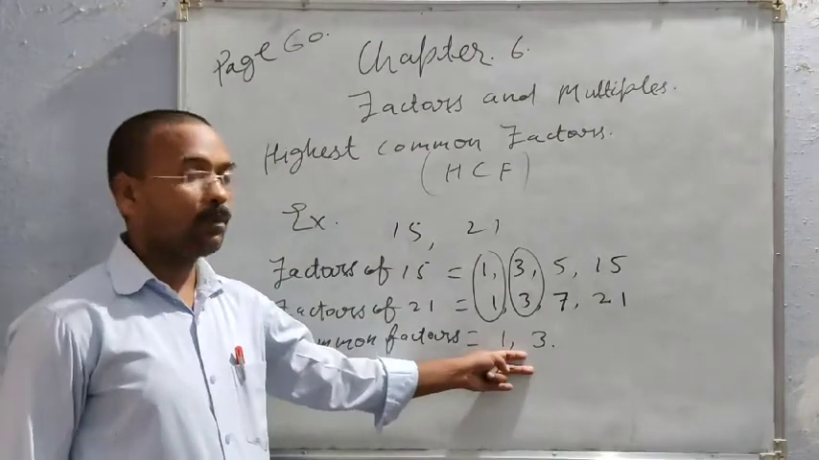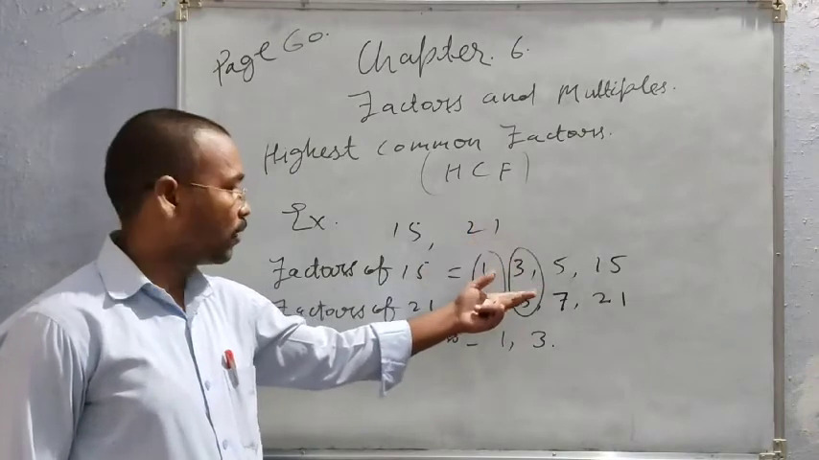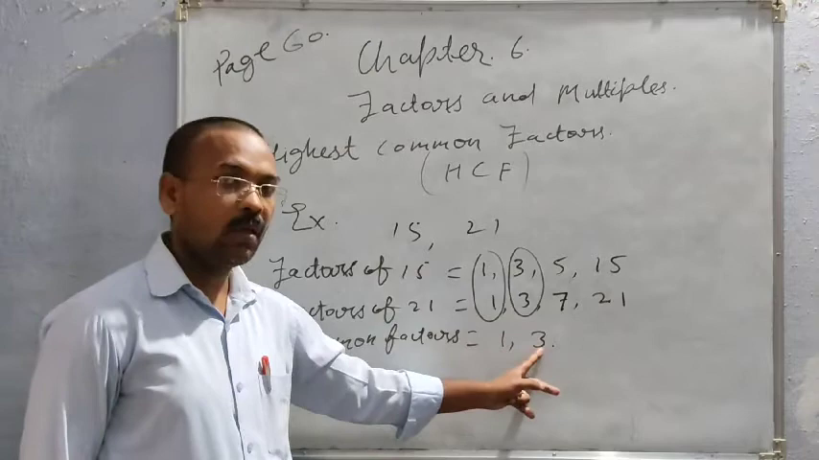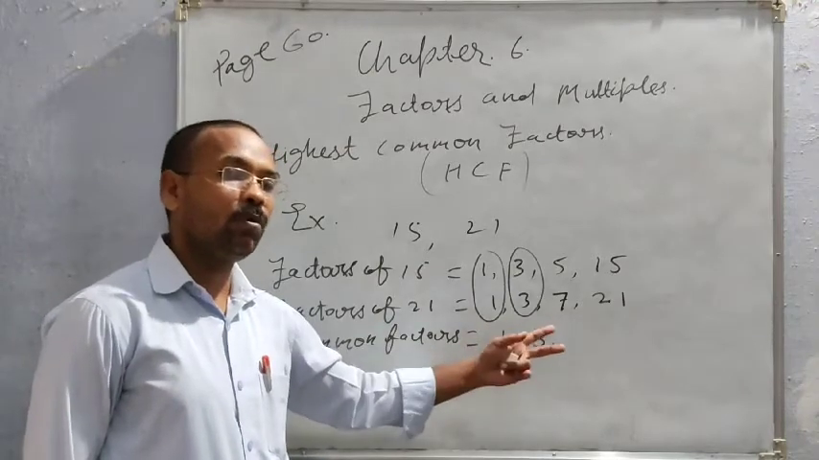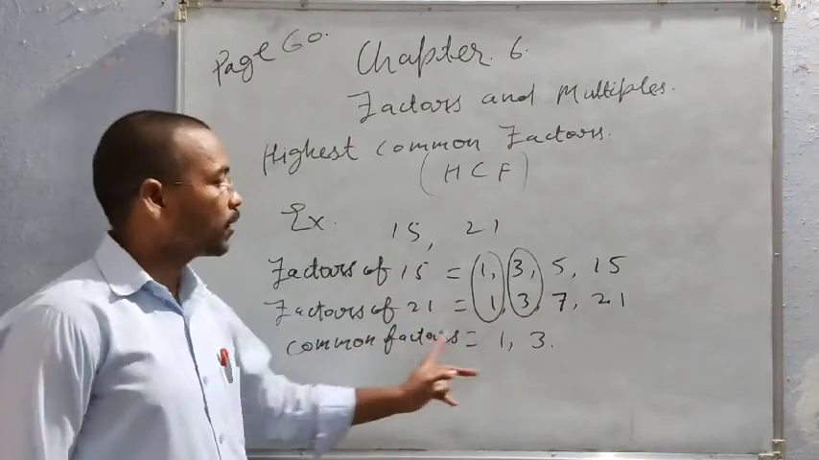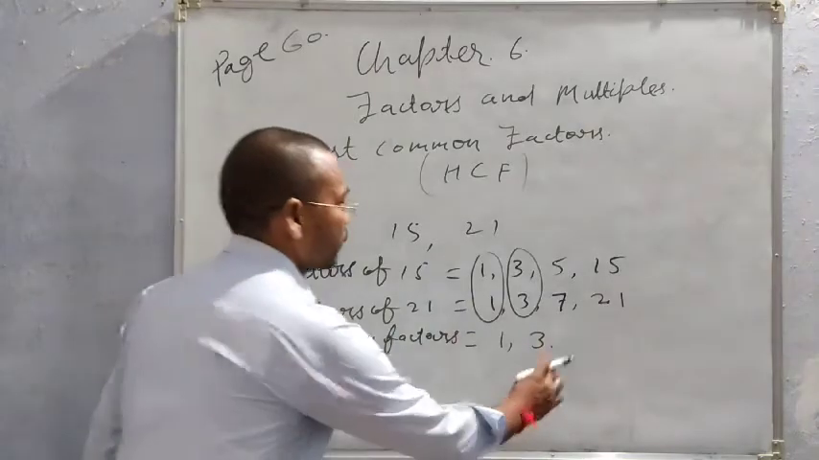Common factors are the factors which are factors of 2 or more than 2 numbers. Here common factors of 15 and 21 are 1 and 3. That is, 1 and 3 both divide 15 and 21. So common factors of 15 and 21 are 1 and 3.